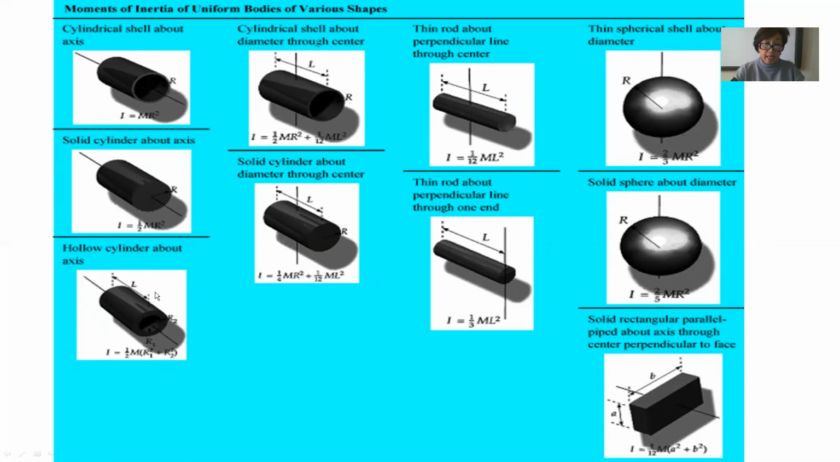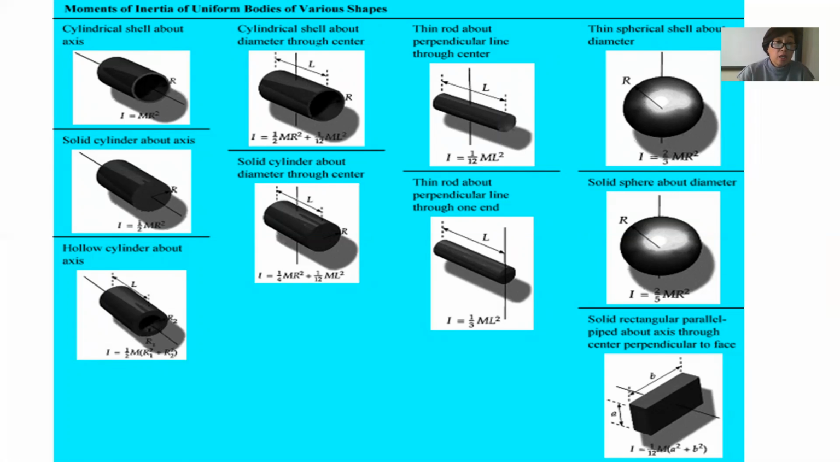Hollow cylinder about its axis, and here this is the length L of the cylinder. Here we use two radii, R1 and R2, and the total moment of inertia will be one divided by two multiplied by m, times the sum of the squared radius R1 and squared radius R2.